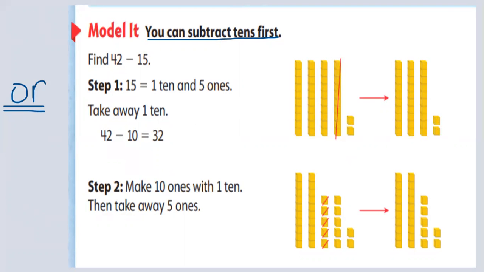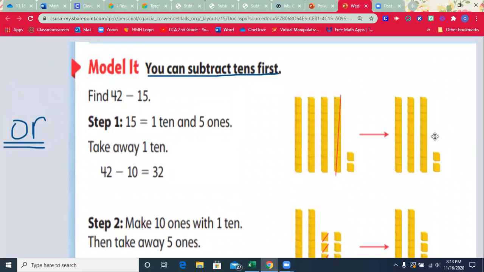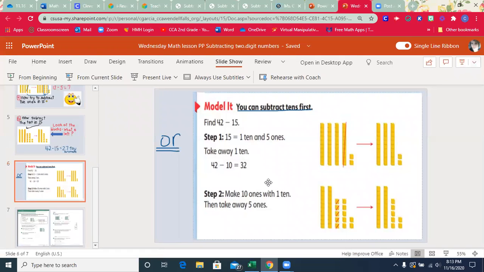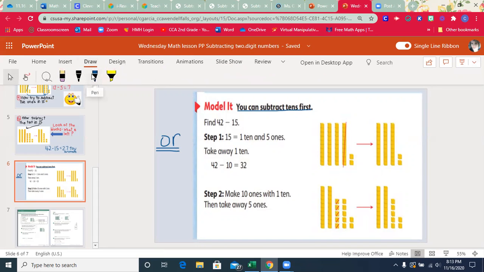So what do I have to do? I'm going to show you here. So now I am at 32. All I have to do, regroup one of these 10s. I'm going to mark through it. I'm going to get rid of it. Turn it into 10 ones, which I put right here. Add it to the 2 I already had that were already there.